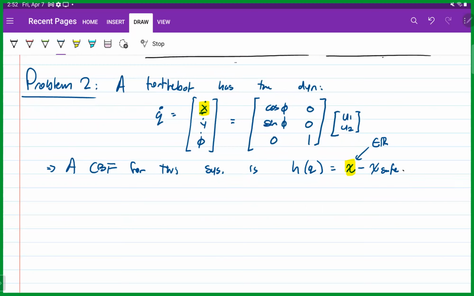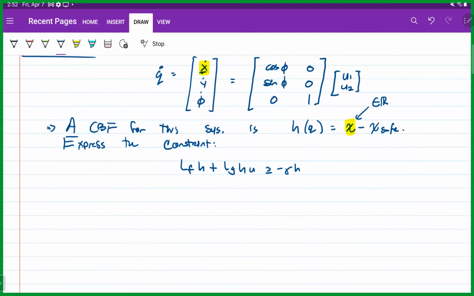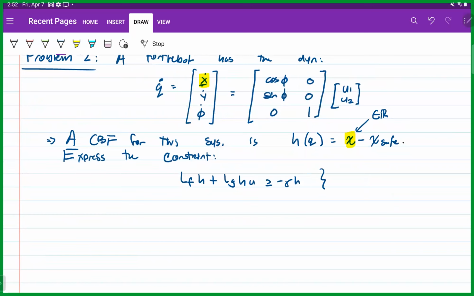So what you guys should try and do is, or actually, let's just say, express the constraint L_f h plus L_g h times u greater than or equal to minus gamma h for the system. Okay, so try and calculate what this constraint would be for this system.